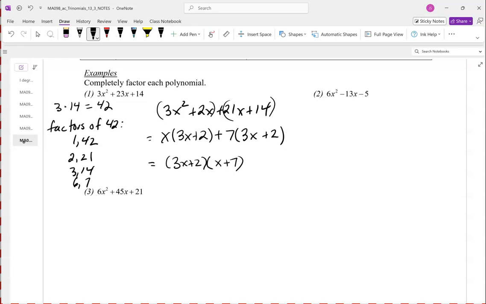Yeah, multiply, right? 6 times negative 5 gives us negative 30, right? Okay. Again, now that we have that negative sign, that tells us what about the numbers that we're looking for, by the way, since it's negative? One's positive and one's negative, right? Okay. Now we need factors of 30.